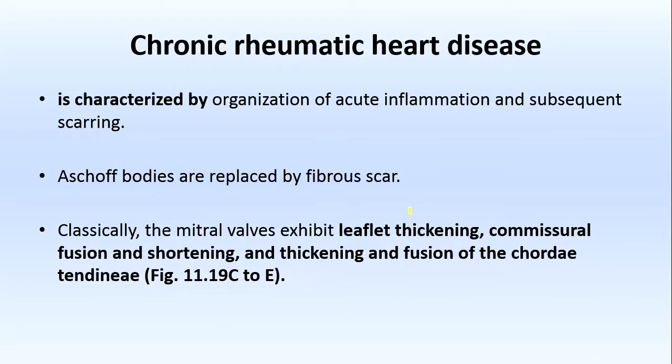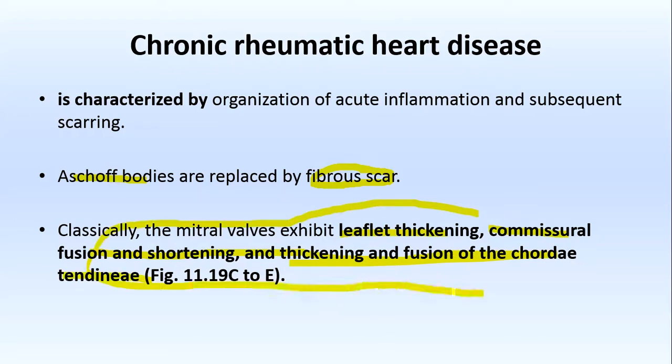Chronic rheumatic heart disease is characterized by organization and scarring, that is, organization of acute inflammation plus associated scarring. And here the Aschoff bodies are replaced by fibrous scar. Classically, the mitral valves exhibit leaflet thickening, commissural fusion, and shortening, thickening and fusion of chordae tendineae. This same line is repeatedly asked in multiple choice questions and even given in the short essay question.